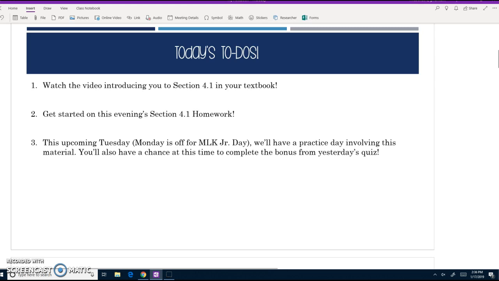Then you want to start on tonight's homework, which is going to be a lot of straightforward practice problems where you're just applying the different algorithms for evaluating these problems. And then last up, I just want to make note that Tuesday, when we all come back together, we'll have a practice day in section 4.1, and you will also at that time have a chance to reattempt the bonus from yesterday's quiz. So if you ran out of time on that one, you'll have a chance to look at it again.